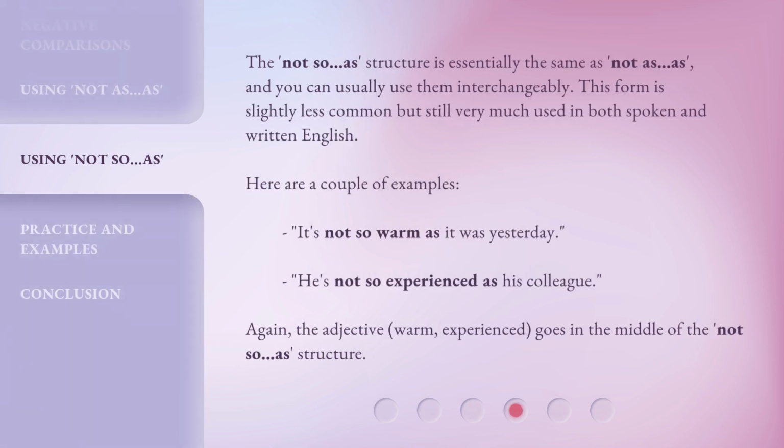The 'not so...as' structure is essentially the same as 'not as...as', and you can usually use them interchangeably. This form is slightly less common but still very much used in both spoken and written English. Here are a couple of examples. It's not so warm as it was yesterday. He's not so experienced as his colleague. Again, the adjective, warm, experienced, goes in the middle of the 'not so...as' structure.